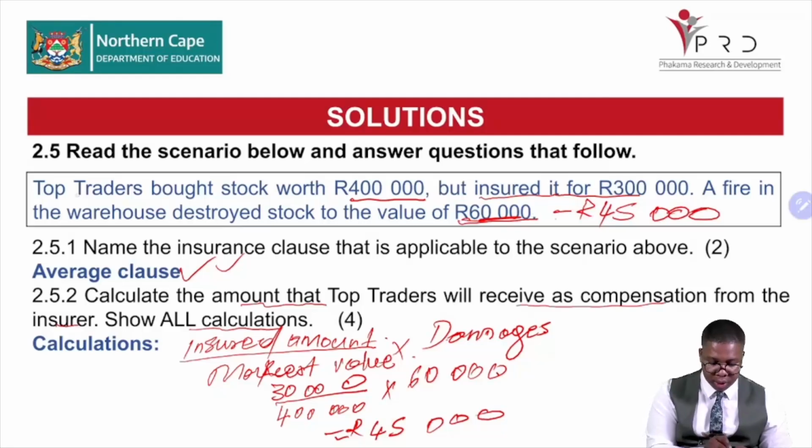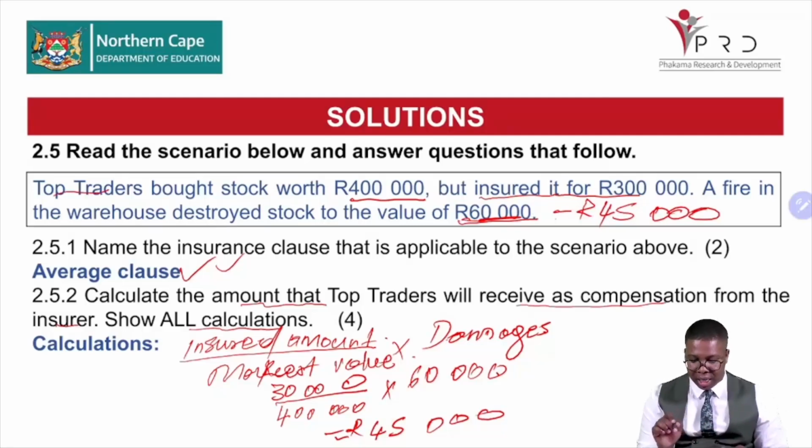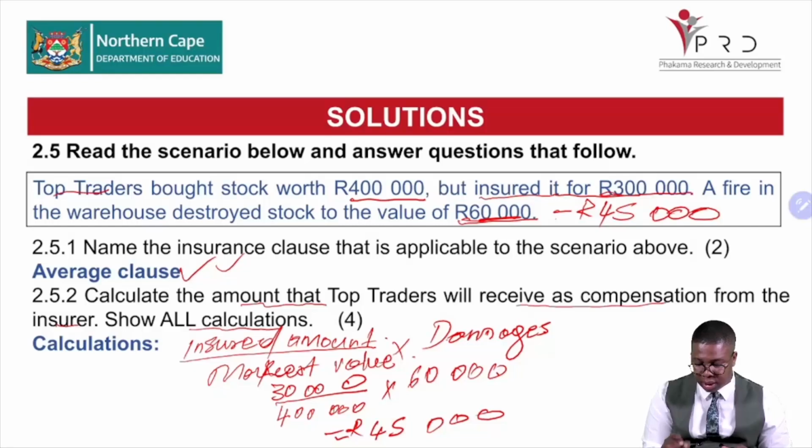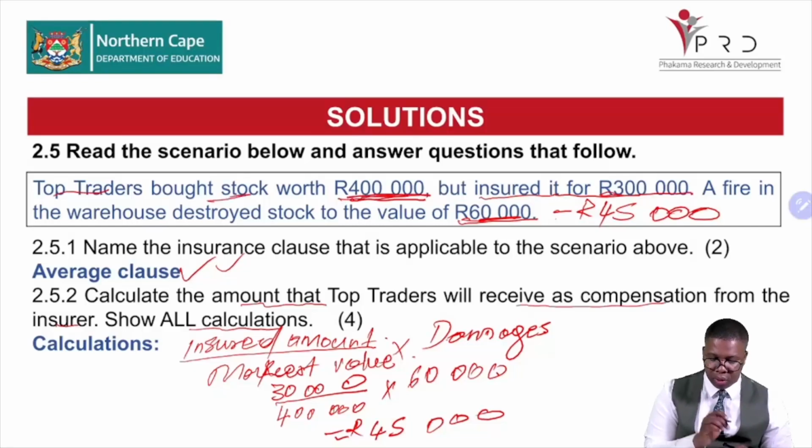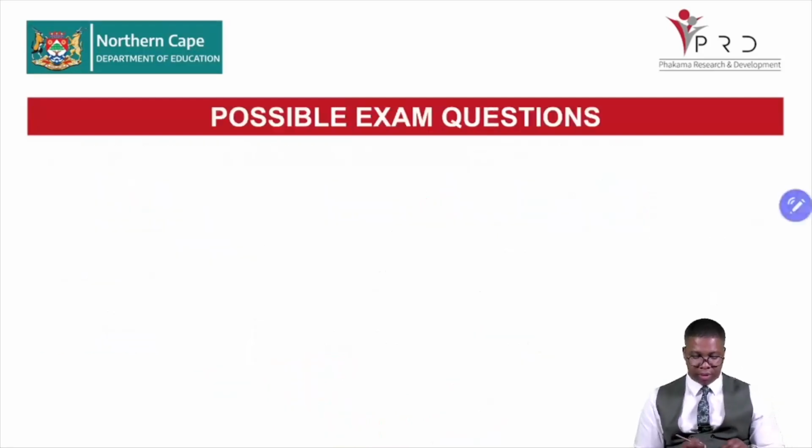Why? Because Top Trader was underinsured. It was insured for 300,000 instead of being insured for 400,000, which is the total value of stock. Hence now Top Trader is only receiving 45,000.